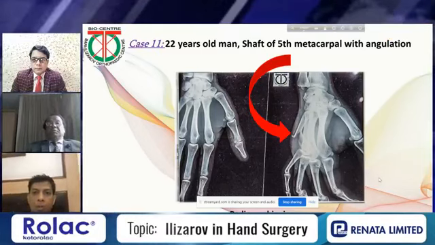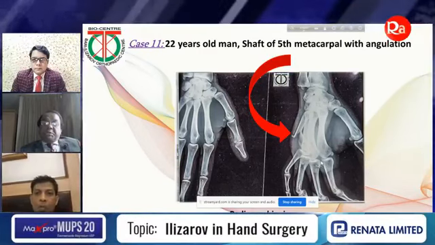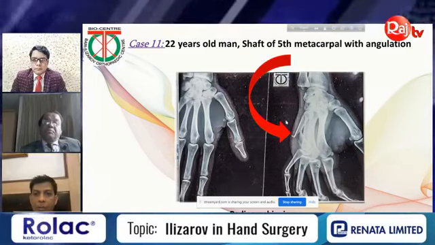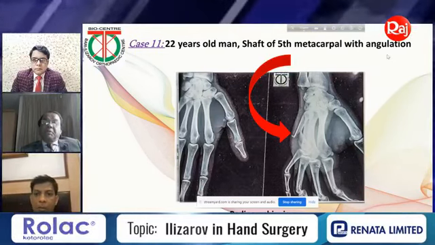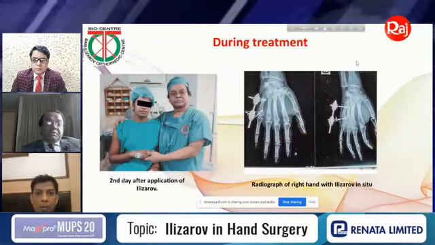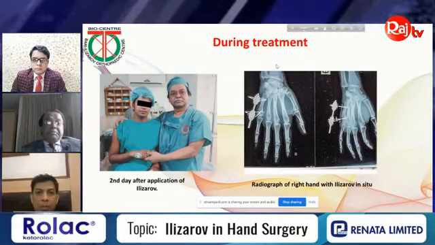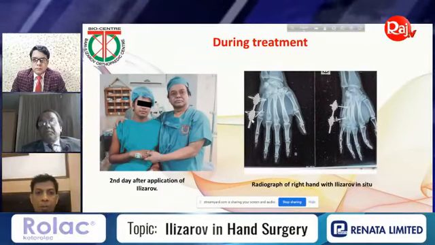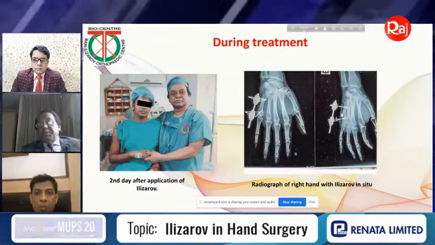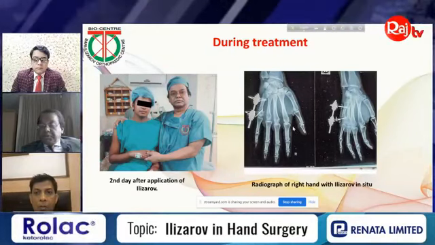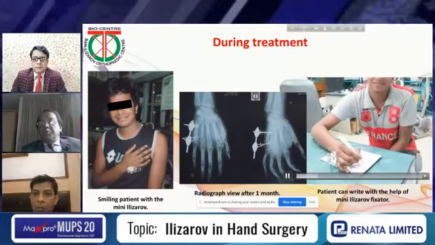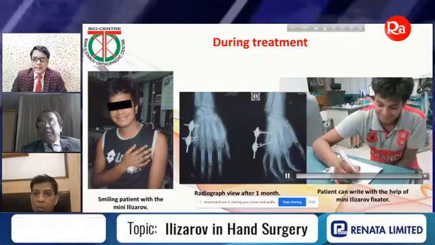Now, a very simple case. You can see, you can put the splint also. Angulation, this one, the shaft of the fifth metacarpal with angulation. Now, what I have done, see, a young chap, second day after application of the mini Ilizarov, very simple, bending the wire is very important. And then this is corrected. The radiograph you can see here. Now, at the same sitting, no, I don't need to put plaster or splint, and he could write.